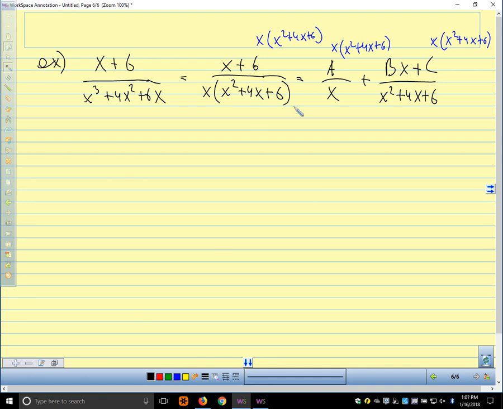All right, so these all cancel. These cancel, so I get x plus 6. When you clear your fractions, you should always just get the numerator on the left-hand side.